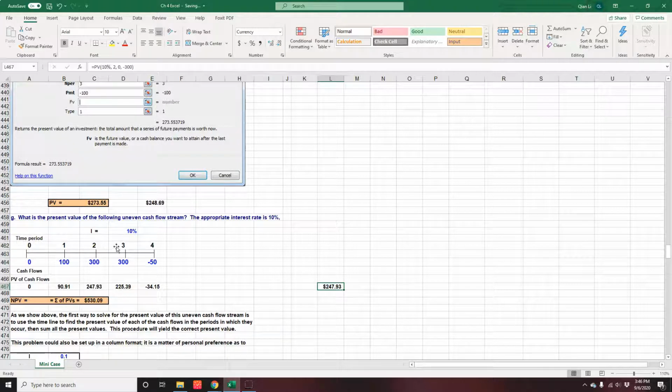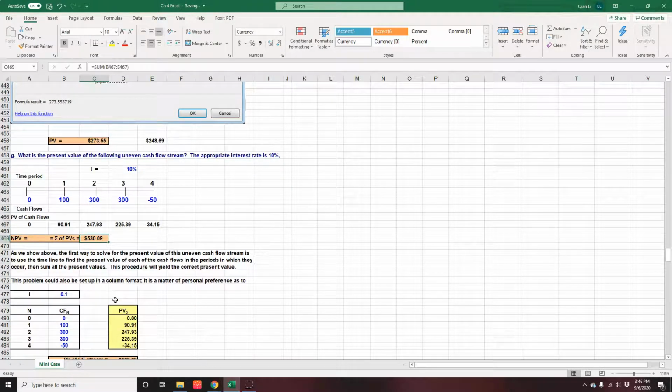separately. And if I want to calculate the present value of this $300, the only thing is now it's 3 years. 225 is what you have here. So you get all the 4 present values which you calculated one by one. You sum them up, you get the total present value.